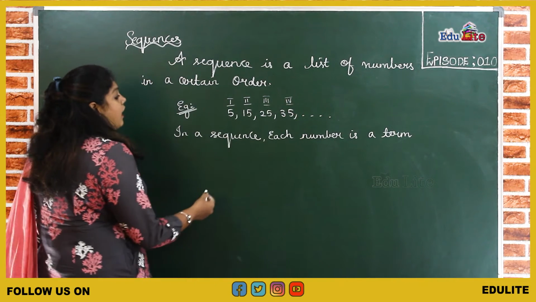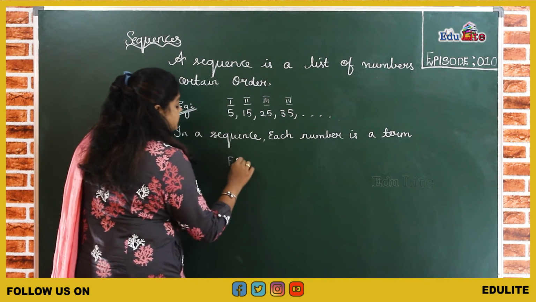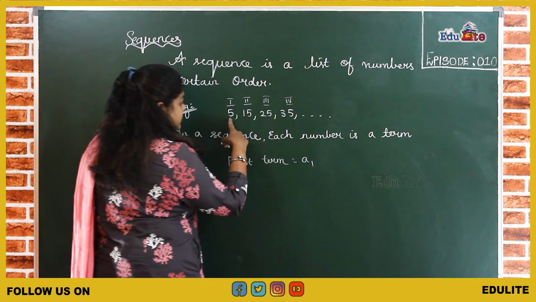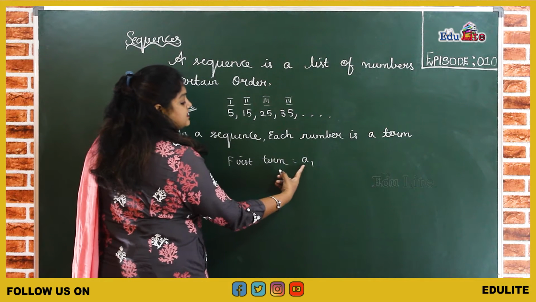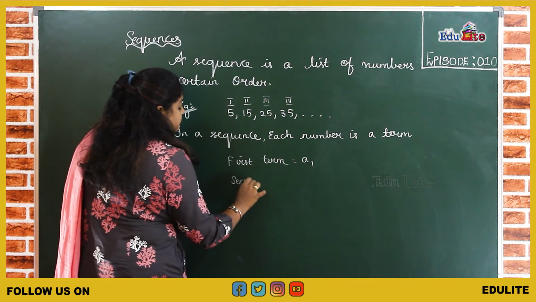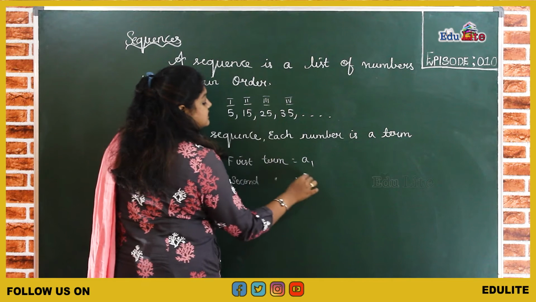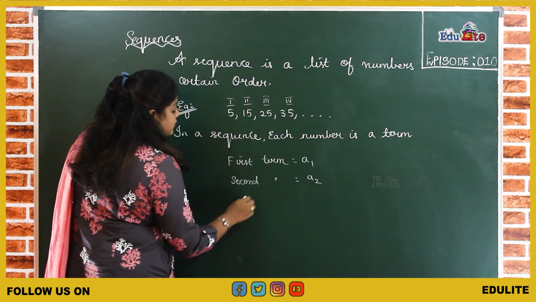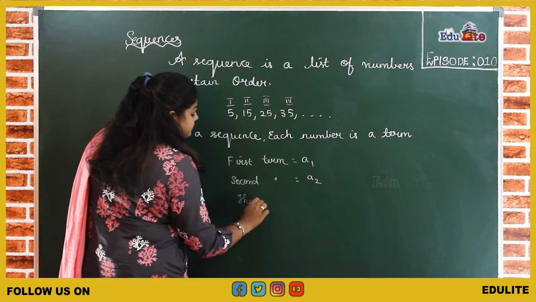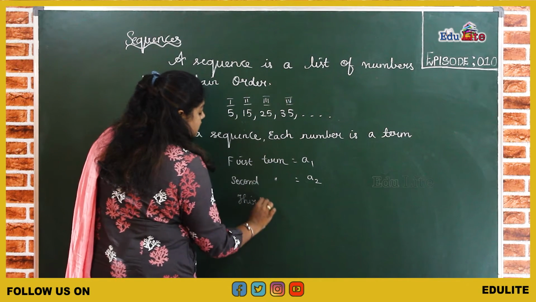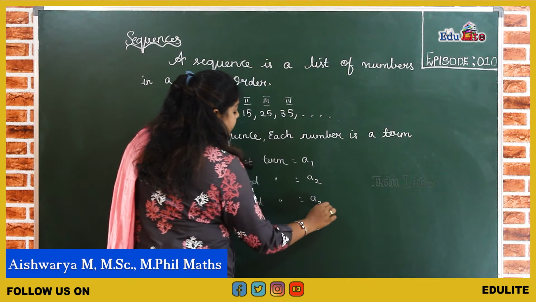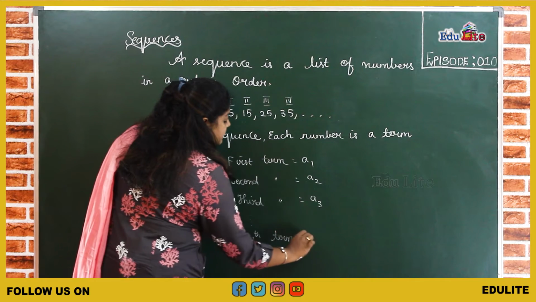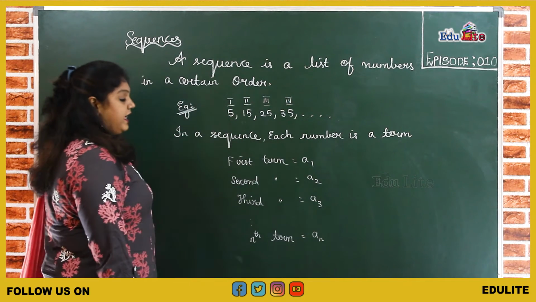It goes on. And how do we represent the terms? For example, the first term in a sequence is denoted as A1, which means the first term is represented as A1. The second term is represented as A2, which means A2 represents the second term in the sequence. Similarly, the third term can be expressed as A3. Similarly, the nth term in a sequence can be represented as an.